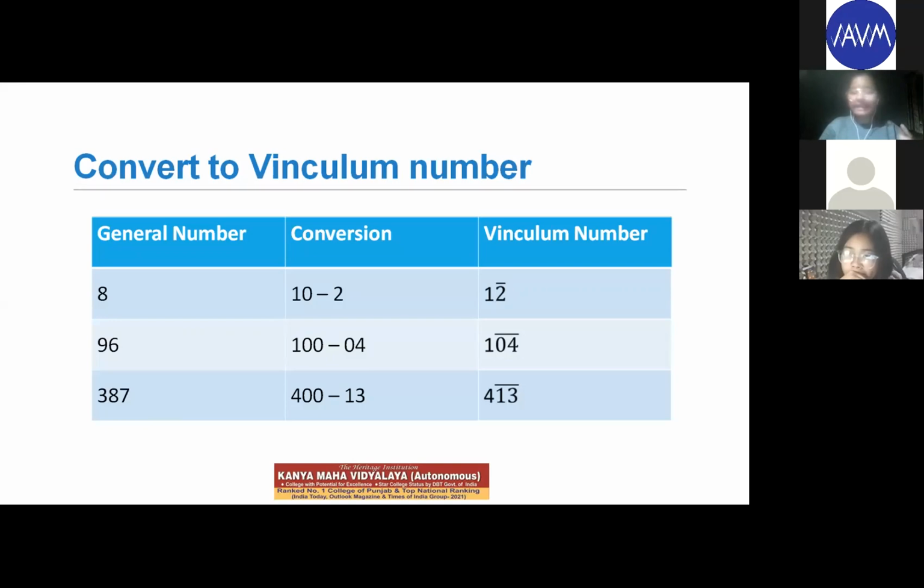Similarly, taking the second example, 96, both digits are greater than 5.